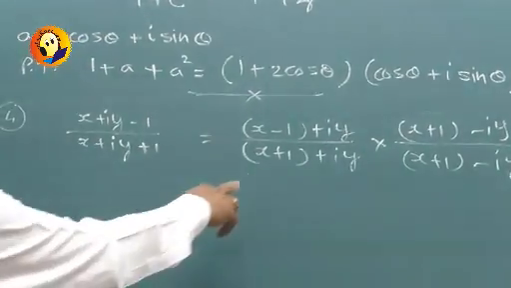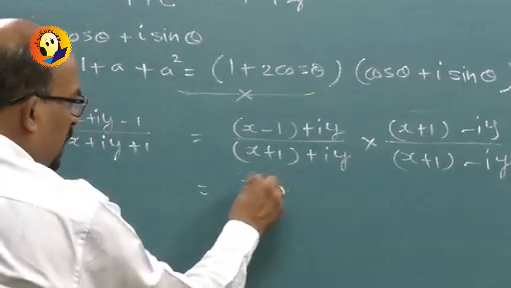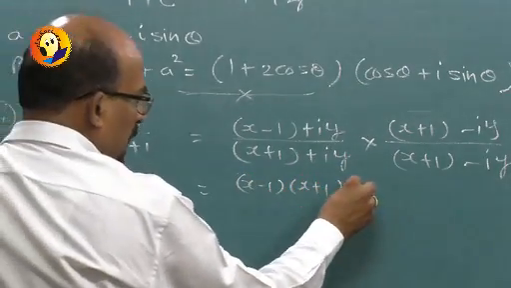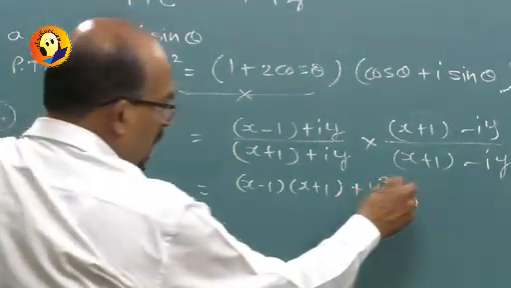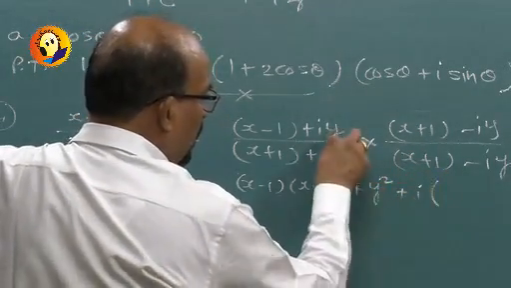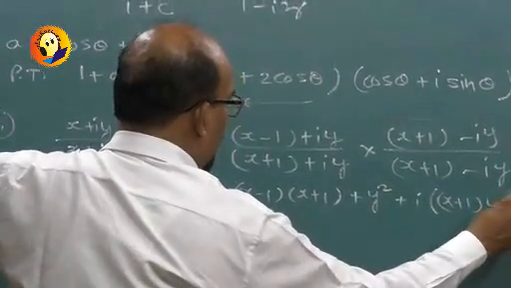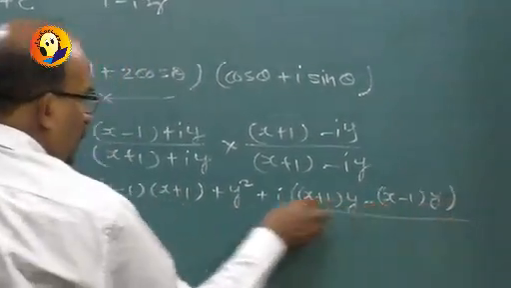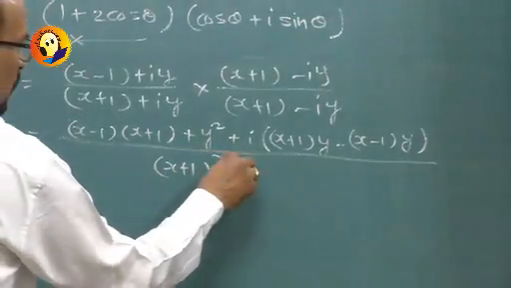So I am getting rid of the complex number in the denominator. The numerator can be multiplied out: x a1 a2 minus b1 b2, right, plus i into the bracket, this is (x plus 1) into y minus (x minus 1) into y, upon the denominator, which will be (x plus 1) bracket square plus y square.